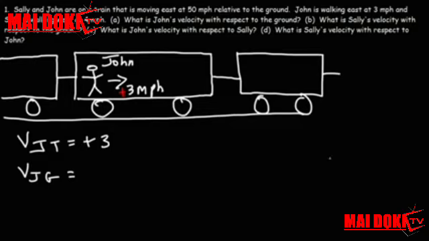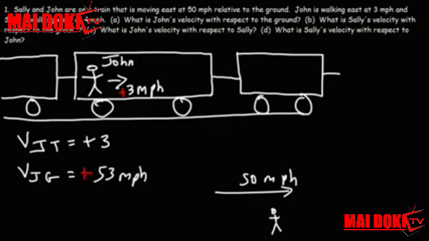An observer standing on the ground sees the train moving at 50 miles per hour to the right relative to him. Now, in addition to that, John is walking to the right. He's walking 3 miles per hour faster than the train. So John's velocity with respect to the ground as viewed by an observer is actually going to be positive 53 miles per hour. It's going to be the sum of the train and John's velocity because they're both moving in the same direction.